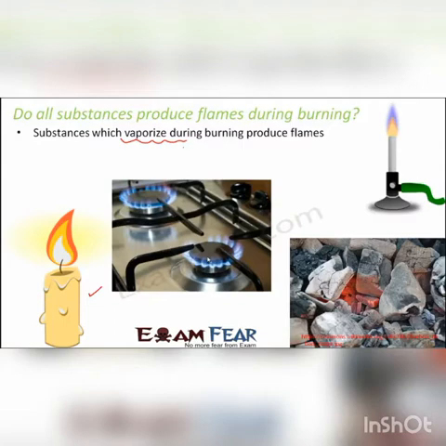Even if you talk about the Bunsen burner, if you have a Bunsen burner in your chemistry lab, please have a look at it. You will see that there is a pipe which is nothing but the gas pipe. This gas pipe is connected to the Bunsen burner, and this gas gets converted into vapors, and those vapors are seen as flames. So wherever there is vaporization taking place, you will see flames, and where there is no vaporization taking place, you will not see flames. So it is not necessary that combustion is always accompanied by formation of flames.